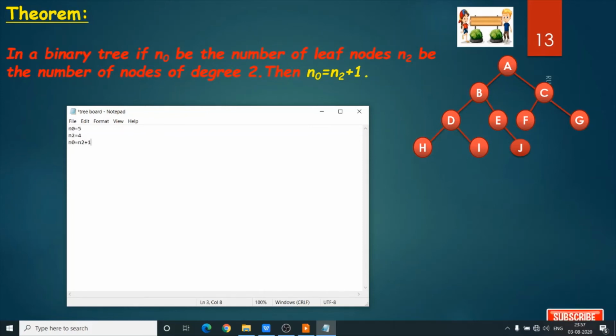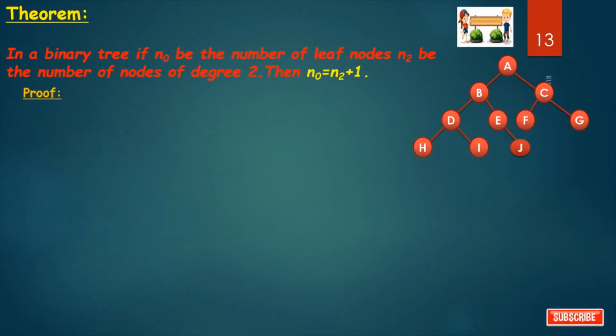Okay, now you have to prove that. Proof. Let n1 be the number of nodes of degree 1. In case of a binary tree, there are three types of nodes: nodes having degree 0, nodes having degree 1, and nodes having degree 2. So, what is the value of n2? It is already calculated. It is 4.